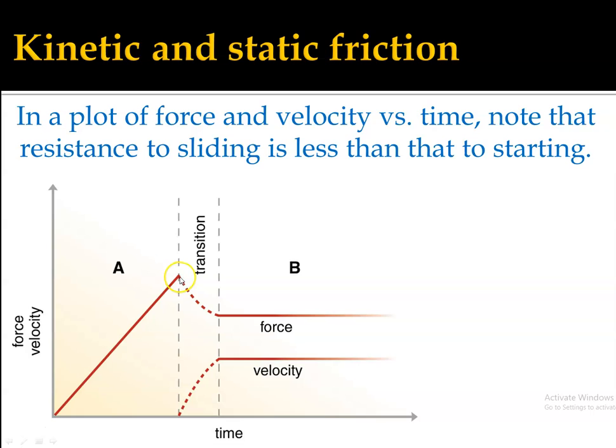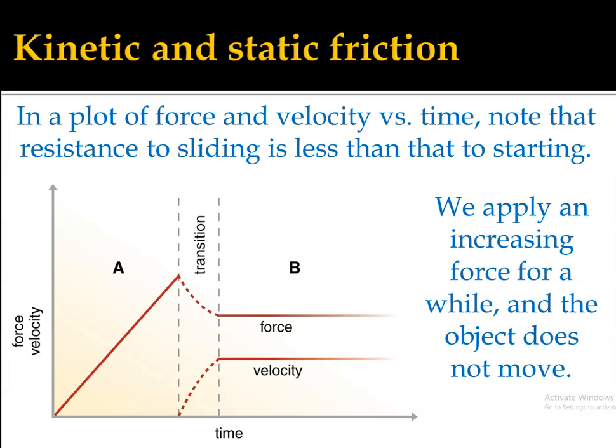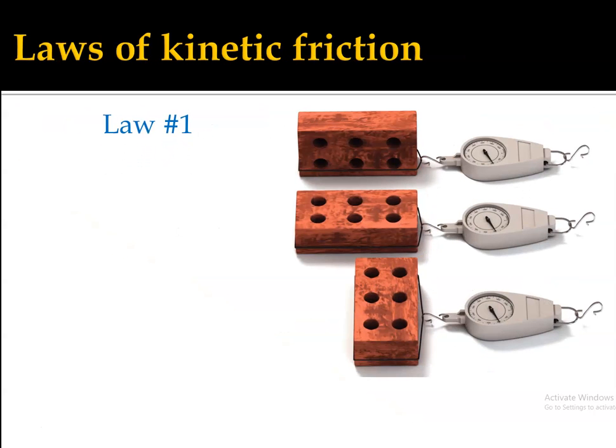And if you could quantify this with a spring scale, you'd see the spring scale increasing in its reading of force. Then you'd see it drop right away, and you would see a constant force reading if you were pulling that box at a constant velocity. Okay, so again, we apply an increasing force while the box isn't moving yet. But there comes a point when the object starts moving, and we see the force reading is actually less. So there are some laws to kinetic friction.